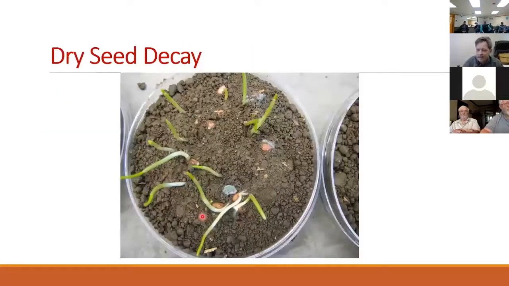Dry seed decay is something you'll see in winter wheat. In the field, we'll see with winter wheat, and it's associated with production of mycelium on the kernels. It will have a greenish appearance, or if you're checking your field and you have very poor stand and you go out there and you pull up these kernels and the soil just sticks to them. Well, they're sticking to all that mycelium from the fungus.